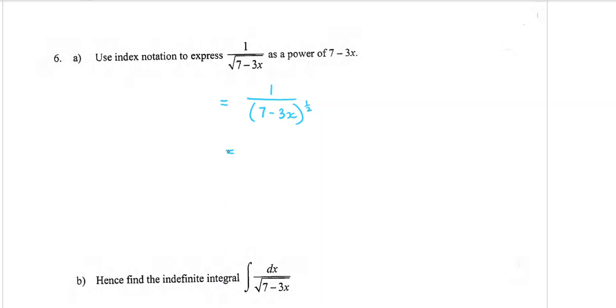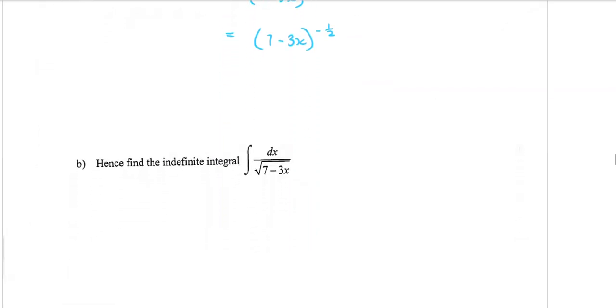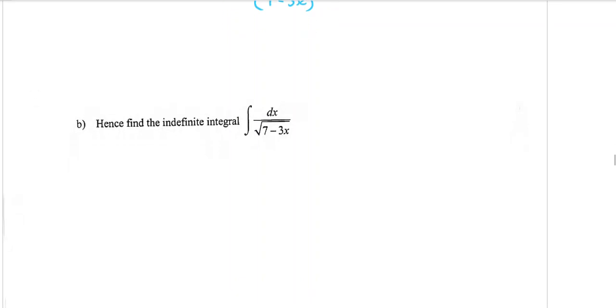Then I want to get rid of the fraction, so I can do that if I put a negative on that half. So it just comes up as 7 minus 3x to the power of negative a half. That's it for A. Hence, when they say hence, it means use what you've just found to help you find this indefinite integral.